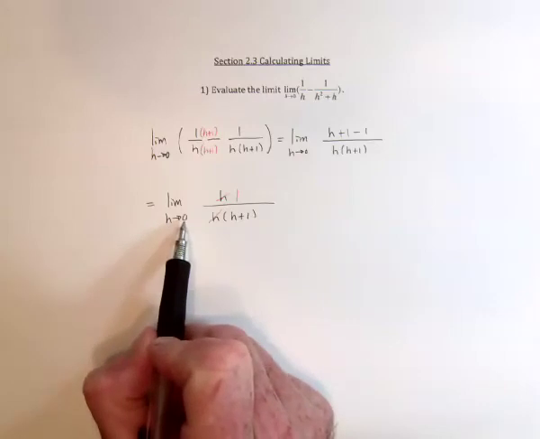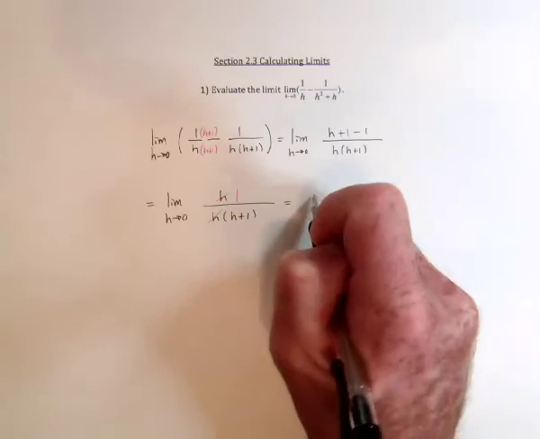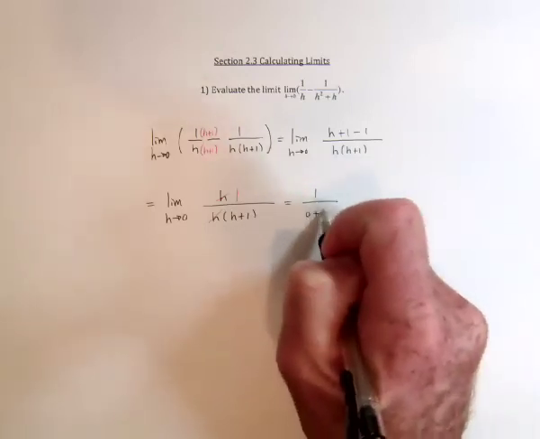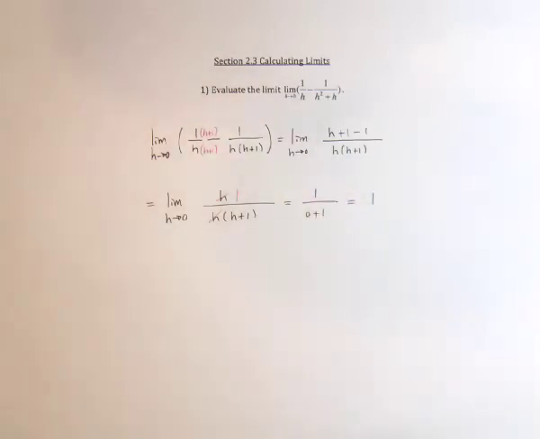And finally, the last thing to do is, again, try substituting the 0. So that's going to be a 1 on top and a 0 plus 1, or in other words, the answer should be 1.